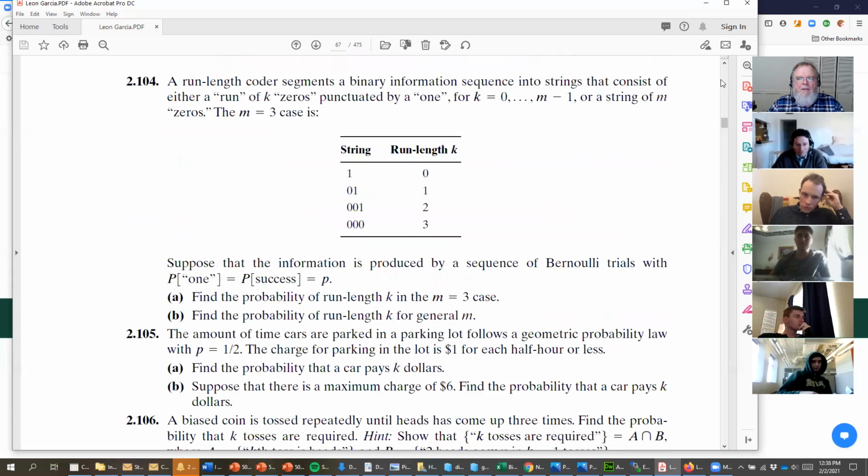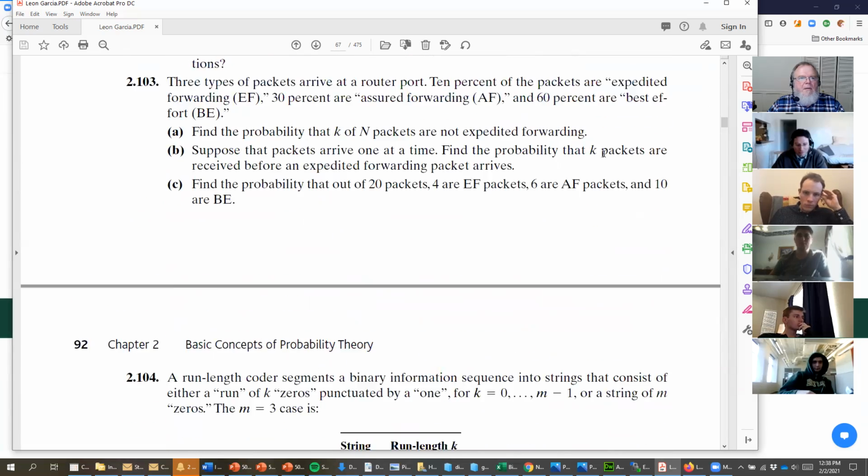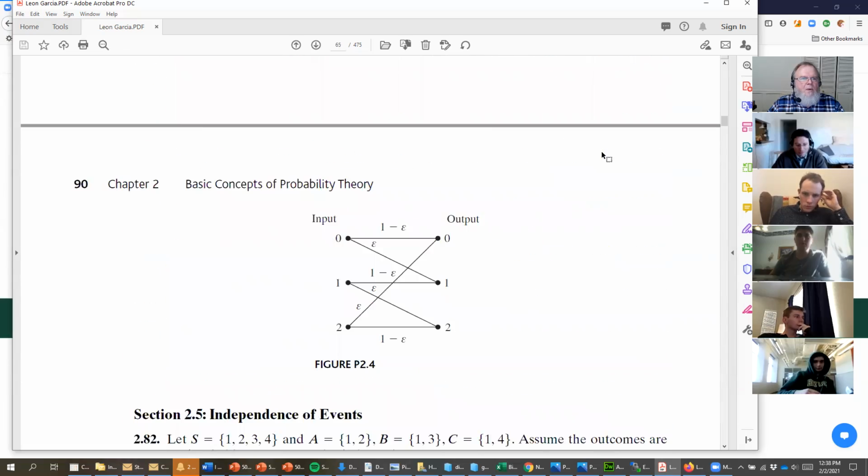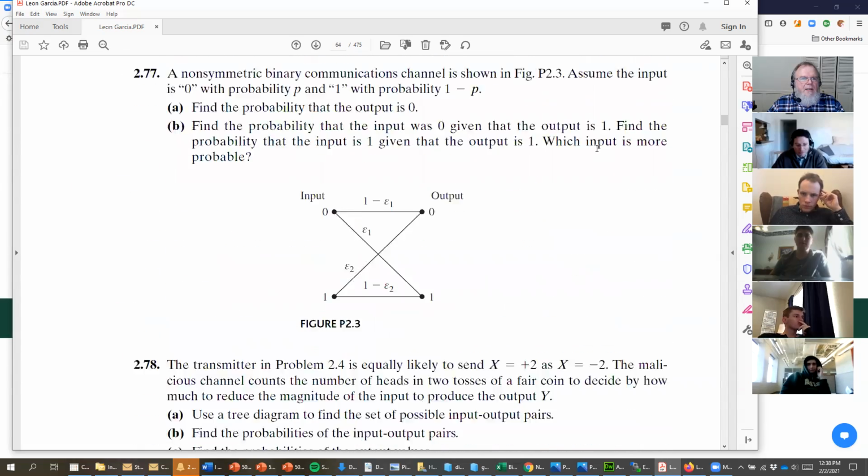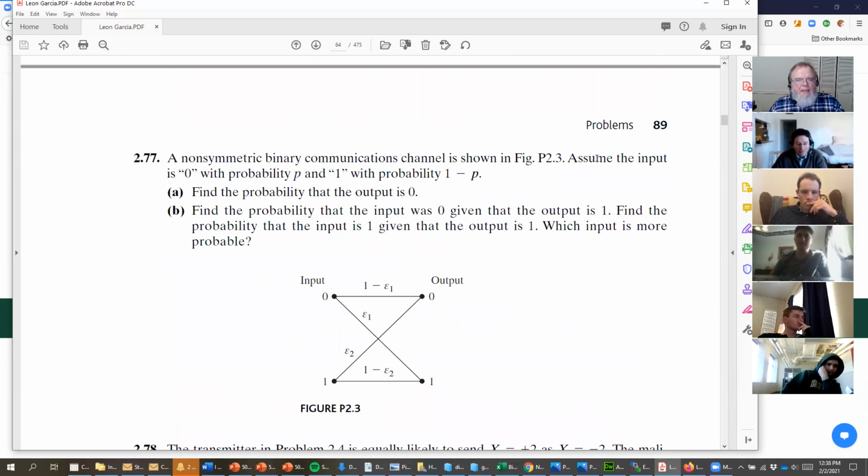And problem 77. Okay, let's see. A non-symmetric binary communication channel is shown in the bottom here. Assume the input is 0 with a probability of p and 1 with a probability of 1 minus p. Find the probability that the output is 0.